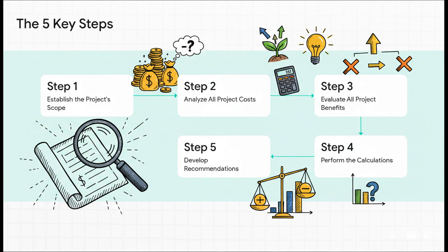Then step 2 is all about analyzing the costs, and trust me, this goes way deeper than you might think. Step 3 is the flip side, evaluating all the benefits, both the obvious ones and the not-so-obvious ones. Step 4 is where you finally do the math, comparing the total value of the benefits to the total costs. And last but not least, step 5 is where you develop a recommendation based on everything you've found. Is it a clear go, a definite no-go, or do we need to head back to the drawing board?